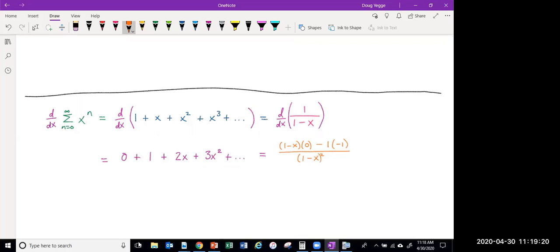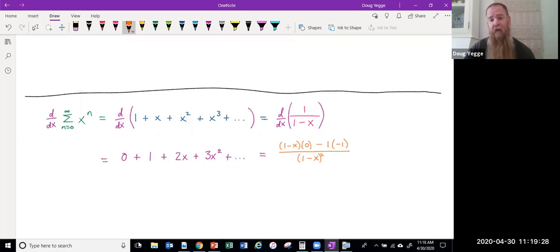Couldn't we just have turned it into 1 minus x quantity to the negative 1 power and differentiated it that way? Absolutely. You could have done the chain rule at that point if you wanted to do that instead. Yeah. So let's simplify this and see what we get.